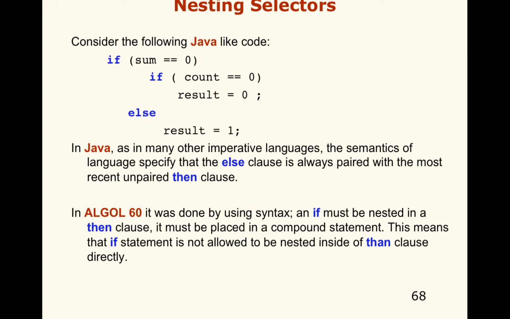In ALGOL 60, it's done using syntax. If the if is nested inside of the then, it must be placed in a compound statement. So some languages have restrictions, and you don't need to know how every language implements everything. It's just showing you an example and a definition of nesting selectors.